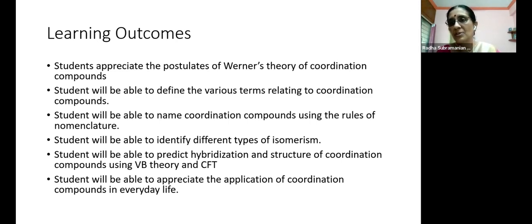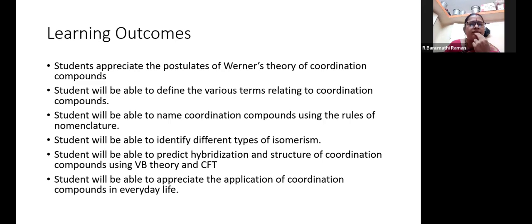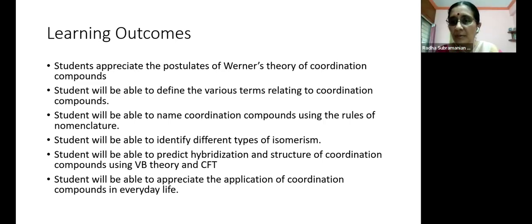complex CoCl3·6NH3, and they've said it gives 3 moles of AgCl when treated with AgNO3. Purely based on how Werner's theory talks about the primary and the secondary valencies. From there, they ask the child to write the structure, the IUPAC name. That part, though, is not much used, but then good questions from there. So appreciates the postulates of Werner's theory of coordination compounds, which is very, very important.